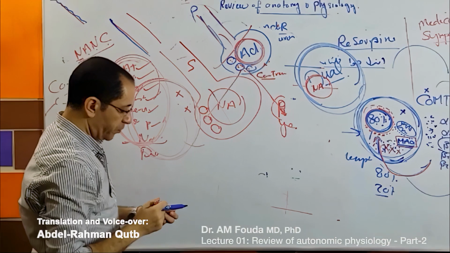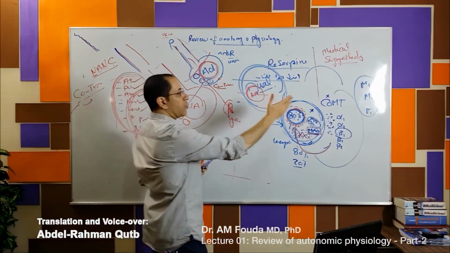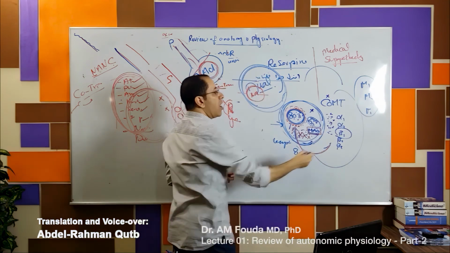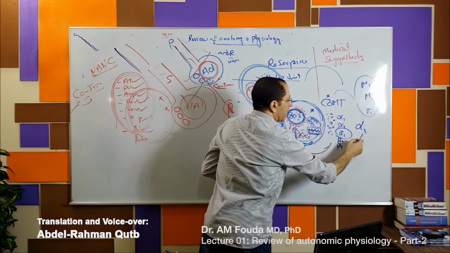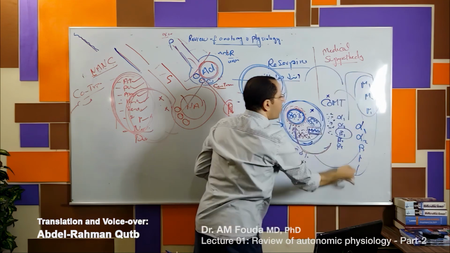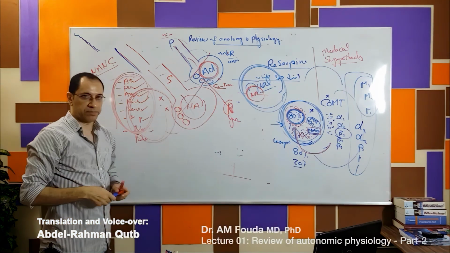See you in the next video where we will discuss cholinergic receptors in detail, M1, M2, M3, and also adrenergic receptors alpha 1, alpha 2, beta 1, beta 2, beta 3, their sites and function. It's going to be our base to understand how drugs work, and then we start pharmacology.